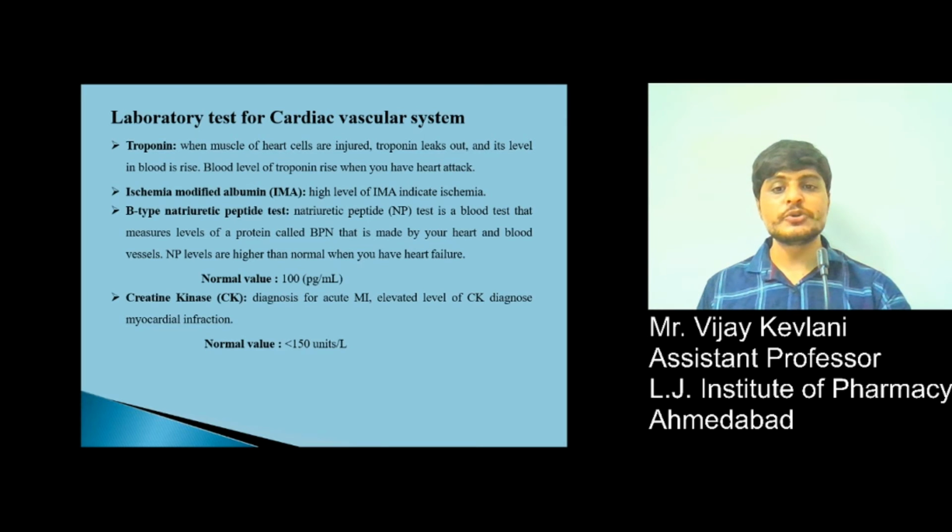Next is the B-type natriuretic peptide test. A natriuretic peptide test is a blood test that measures the level of a protein called BNP that is made by your heart and blood vessels. Natriuretic peptide levels are higher than normal when you have heart failure. Next is creatine kinase. An elevated level of creatine kinase diagnoses acute myocardial infarction.